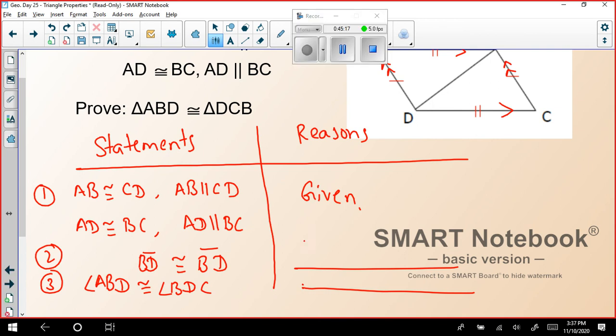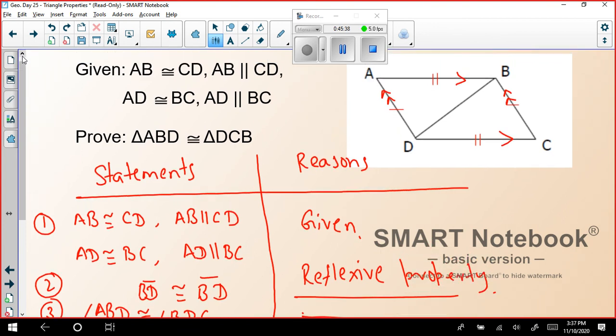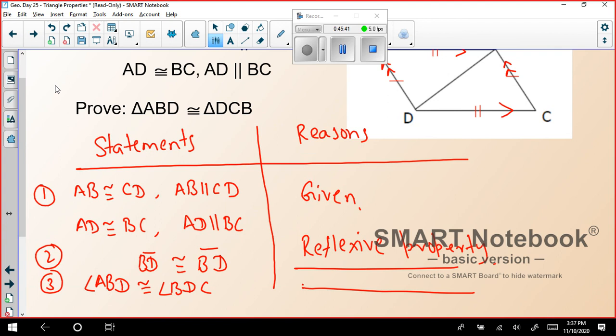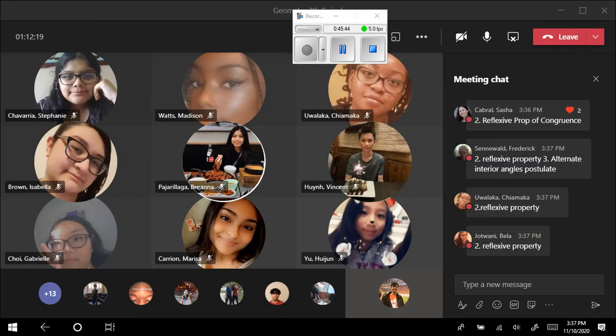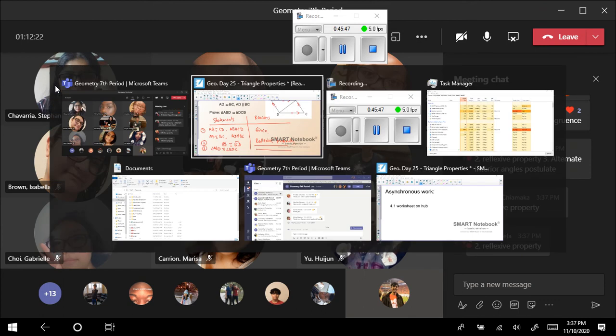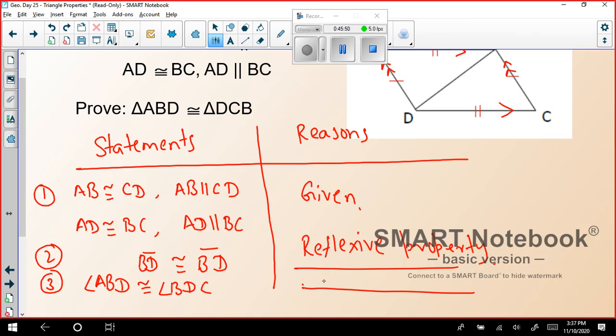This is reflexive property. Reflexive property of congruent sides. I'm not writing it completely, but you can make out reflexive property of congruent sides. You're speaking about the same side, BD and BD. So that's where we have reflexive property. And for this one, ABD and BDC, I see alternate interior angle, that's absolutely right. The alternate interior angle theorem says that alternate interior angles are congruent, so just mention alternate interior angle theorem.